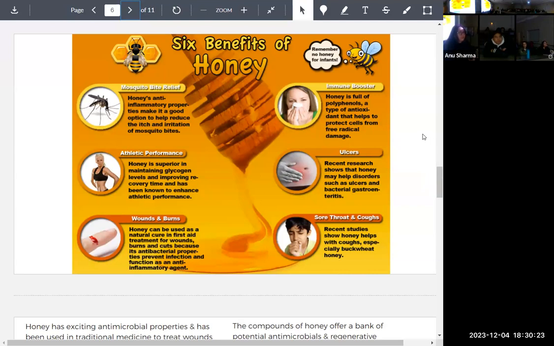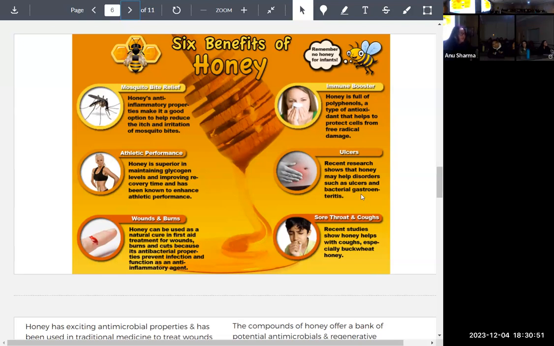It's an immune booster. I'm sure many of us are getting sick around this time of year. Honey is full of polyphenols and a type of antioxidant that helps to protect cells from free radical damage. Athletic performance: honey is superior in maintaining glycogen levels and improving recovery time, and has been known to enhance athletic performance. Wounds and burns: honey can be used as a natural curative first aid treatment for wounds, burns, and cuts because of its antibacterial properties.